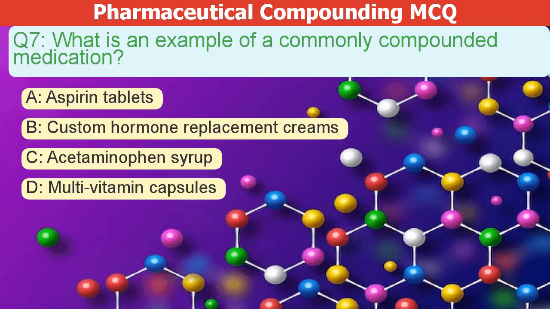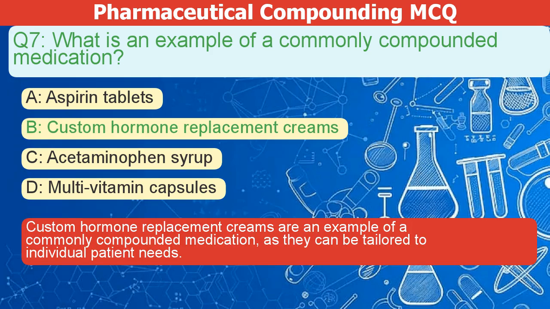What is an example of a commonly compounded medication? A. Aspirin tablets. B. Custom hormone replacement creams. C. Acetaminophen syrup. D. Multivitamin capsules. The correct answer is B. Custom hormone replacement creams are an example of a commonly compounded medication, as they can be tailored to individual patient needs.